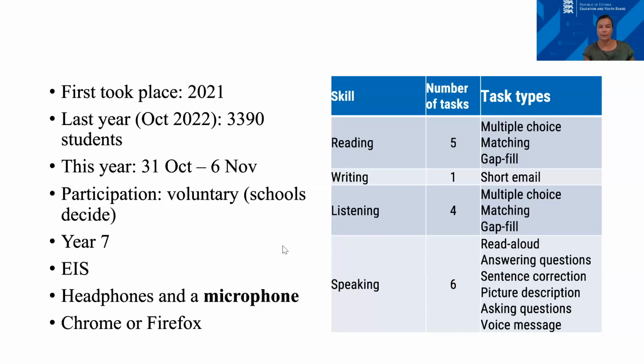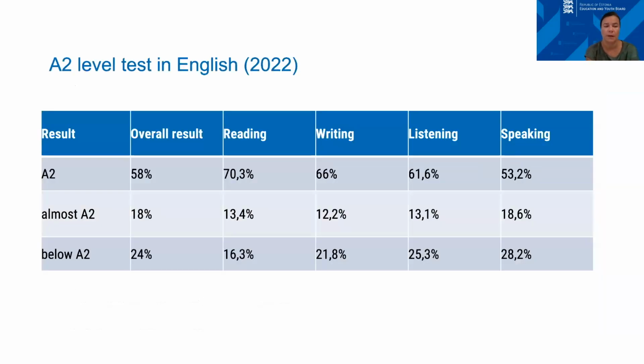Okay, now, as I mentioned, 4 skills then, and you can see the task types here. But briefly about last year's results. Now, 58% of the students got to level A2.